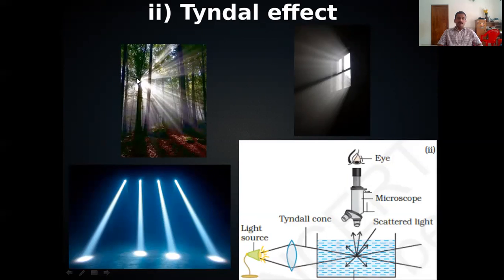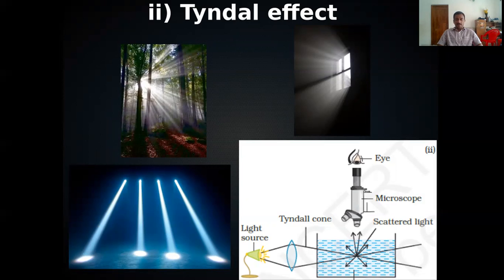Here you can see when light enters through the leaves, in between the leaves, the path is visible. That also is due to Tyndall effect. Here also there will be dispersed dust particles, and due to these dispersed dust particles, the path is visible. Here, a beam of light in a dark room, you can clearly see it is under smoke, a small smoke is there. When light is passed through the smoke, the path is clearly visible. You know, smoke is a colloid. So when light passes through the colloid, the path is clearly visible.